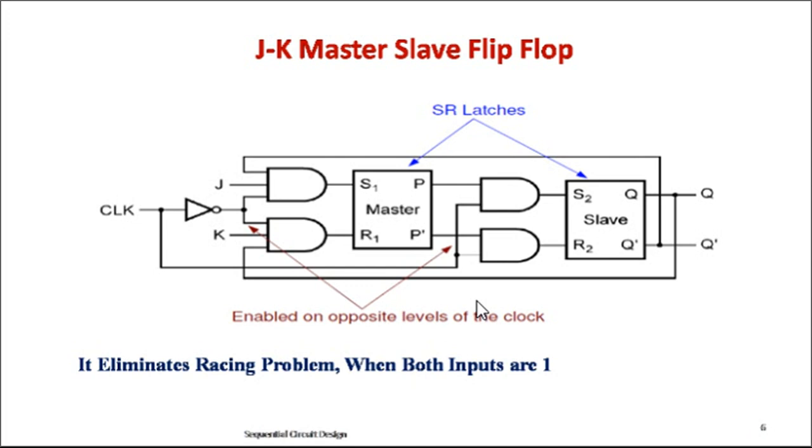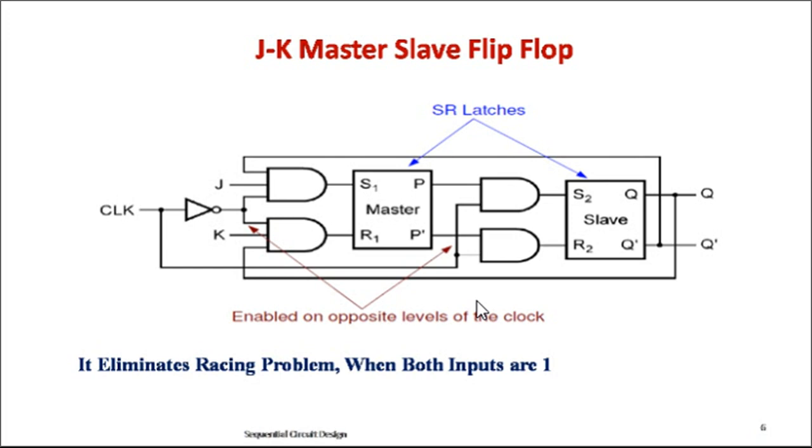See the difficulty: in SR, both inputs 1 is not valid, and that was overcome in the JK. But in JK, due to the feedback connection of the output connected to the input, when J and K are equal to 1, the output Q is equal to 0, and after a small time interval delta t, equal to the propagation delay of two NAND gates in series, the output will again be Q is equal to 1.